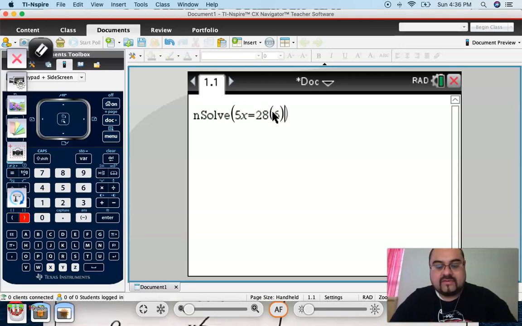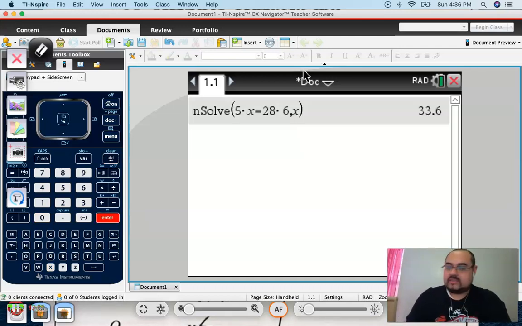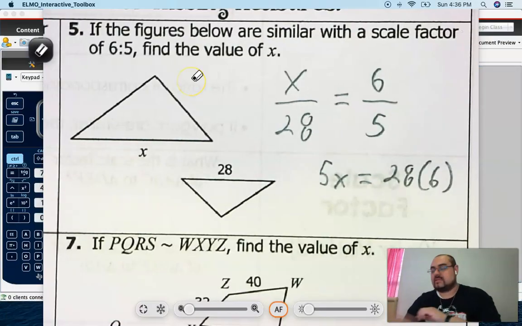Before I close off that master set of parentheses, I'm going to tell the calculator that I'm looking for the variable x. Now that I have it in there, I'm going to hit enter, and our x is going to be 33.6. Okay. x will be 33.6.